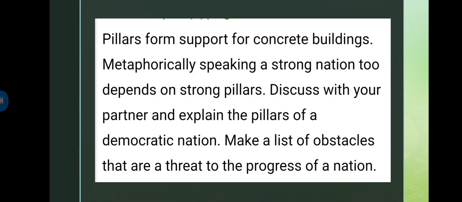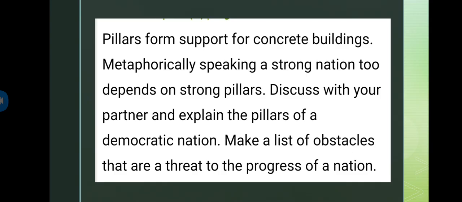Now, pillars form support for concrete buildings. Metaphorically speaking, a strong nation too depends on strong pillars. Discuss with your partner and explain the pillars of a democratic nation. Make a list of obstacles that are a threat to the progress of a nation.